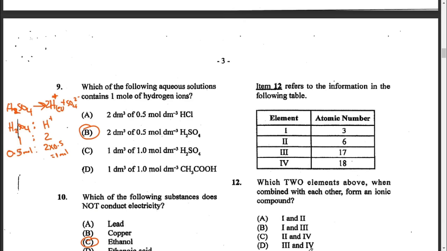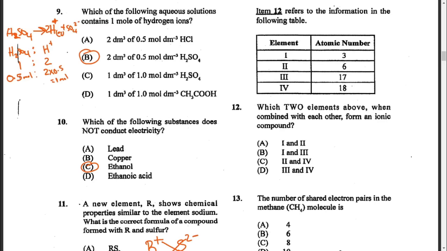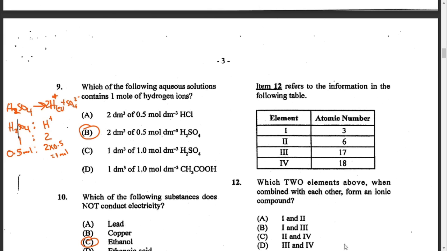Item 12 refers to the information in the following table. You're given the table. Which two elements above, when combined with each other, form an ionic compound? And an ionic compound is between a metal and a non-metal. So let us use the electronic configuration of each to find out what we are working with. So for 3, the atomic number is 3, so it would be 2, 1. For 6, it would be 2, 4. 17, 2, 8, 7, and 18, 2, 8, 8.